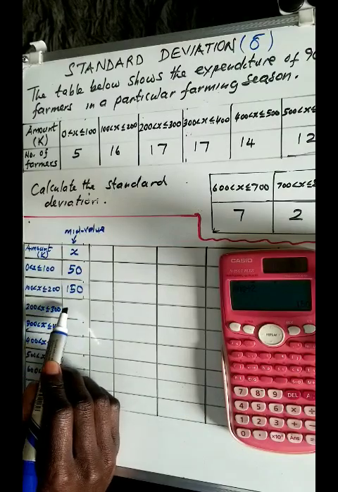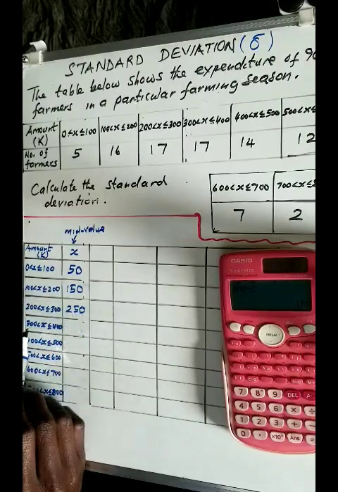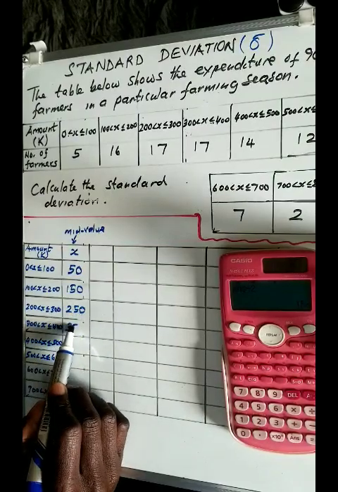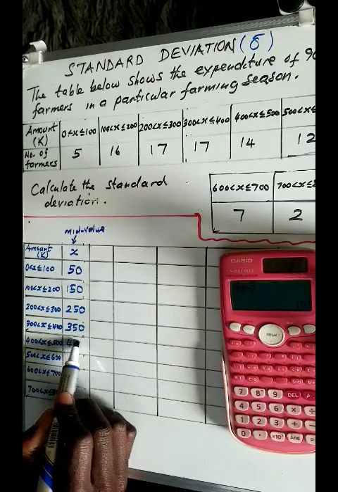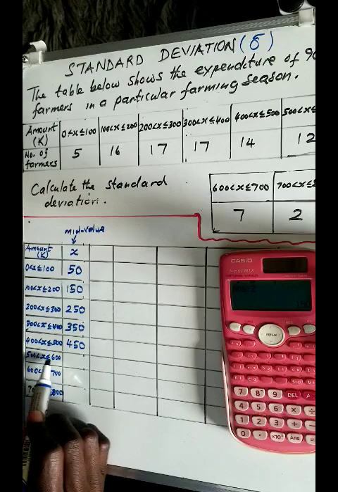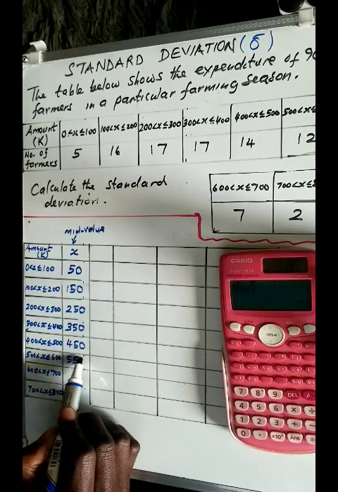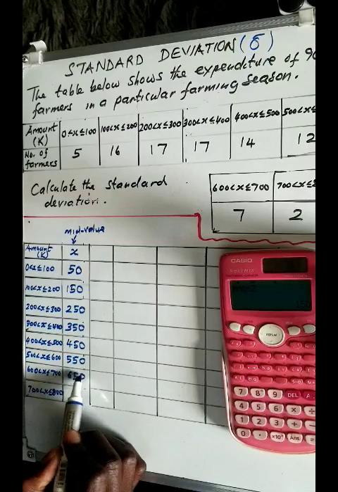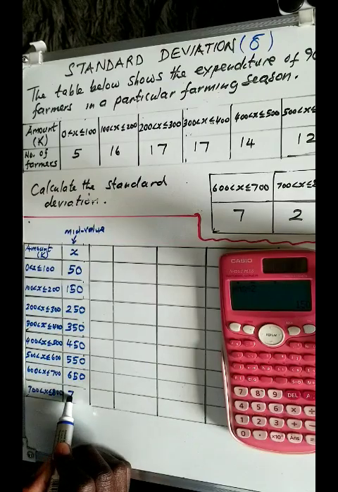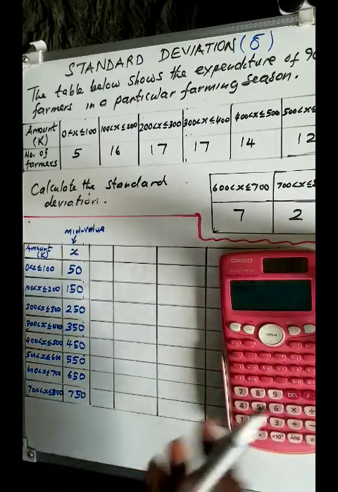Then between 200 and 300, that's 250. Between 300 and 400, that's 350. Between 400 and 500, that's 450. And between 500 and 600, that is 550. And between 600 and 700, that would be 650. Then 700 and 800, that is 750. So that is what we mean.